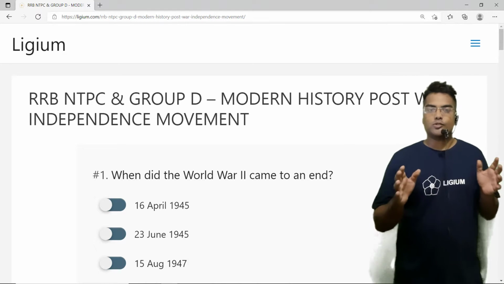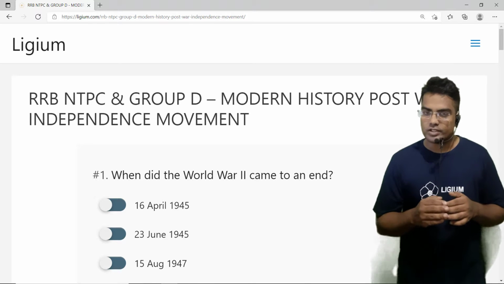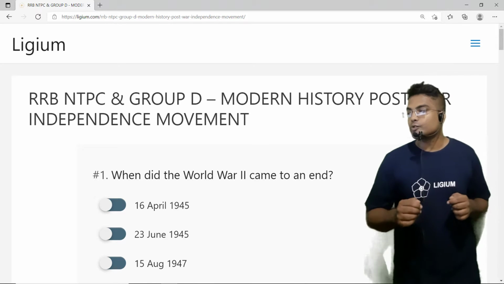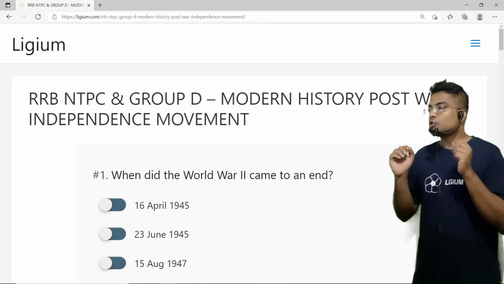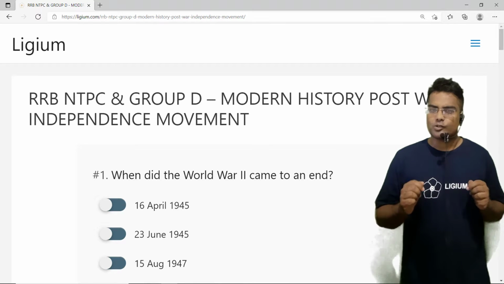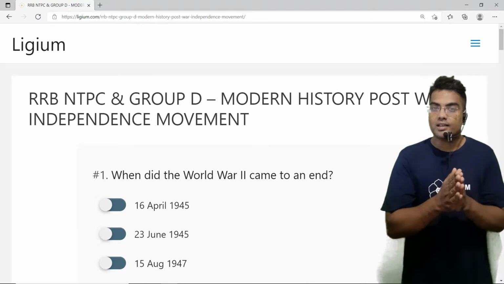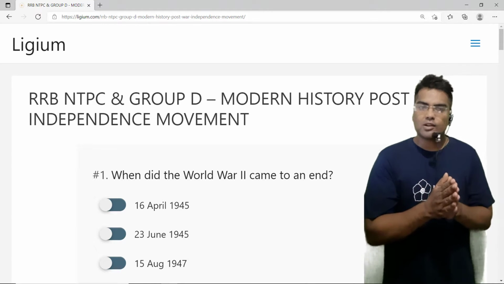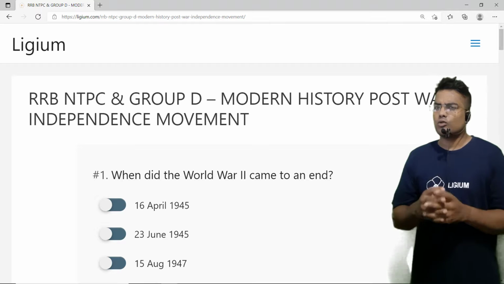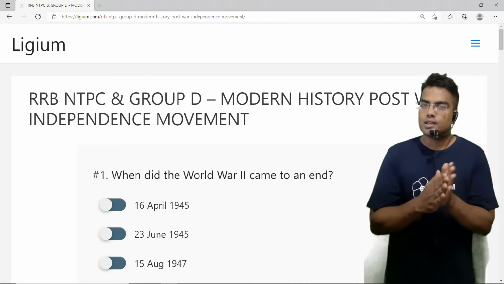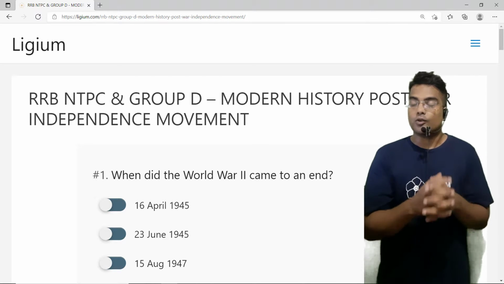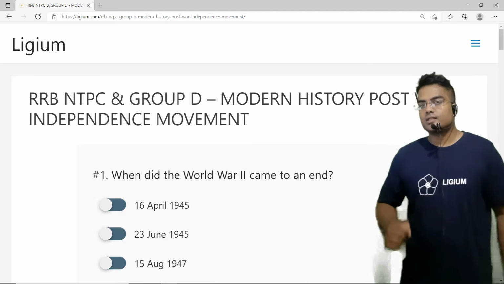And once again we are going to solve some MCQs on modern history. Here we are going to solve the MCQs on the post-war independence movement. We are at the last stages of our modern history, that is the Indian national movement. I think there are around 13 excellent MCQs that we are going to solve together. So let's get started.